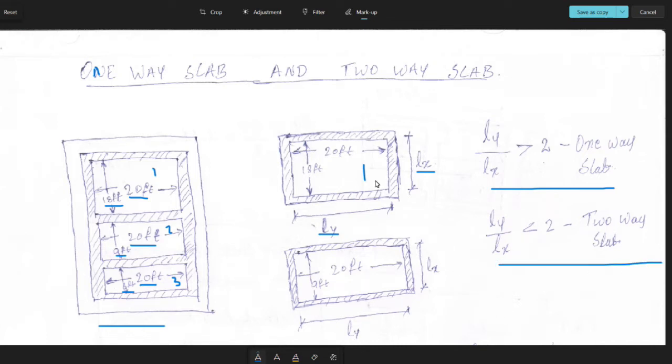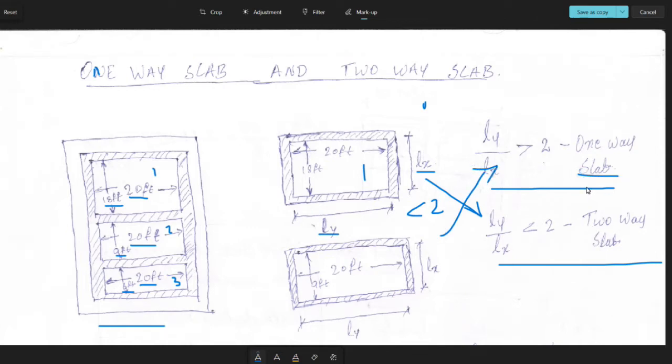So here you can check it. For the first room, 20 by 18, the ratio is 1.11, which is less than 2. So this is a two-way slab. Whereas for 20 feet by 9 feet, if you take this ratio, it comes to more than 2. So we are going to consider this a one-way slab.